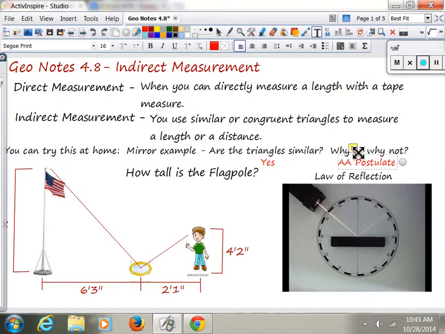Well, let's see why the AA postulate works. Do you notice in the triangles that both triangles have a right angle? The flagpole is straight up from the ground, that's a right angle. He's standing straight up, that's a right angle. The law of reflection, I put a picture on your little paper there. I wanted you to see it.